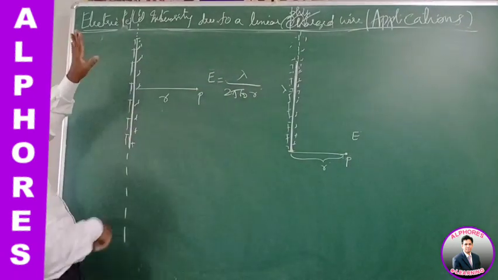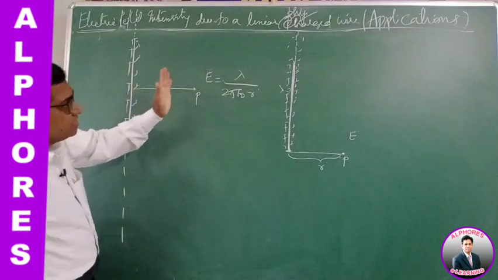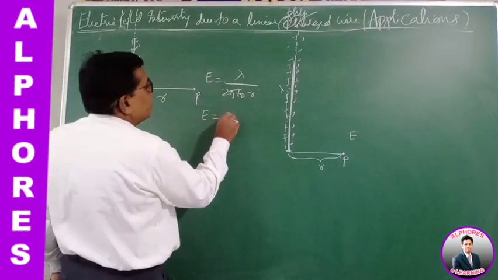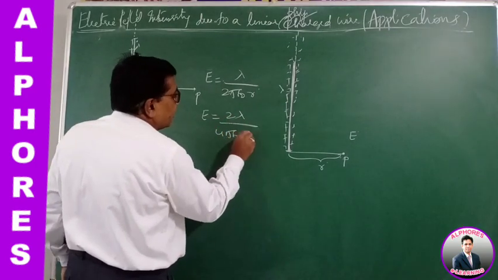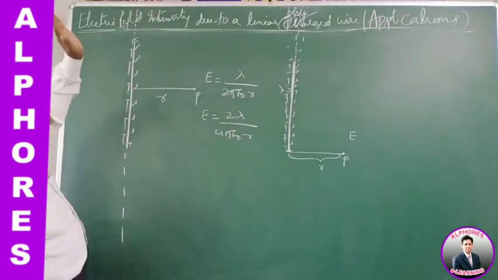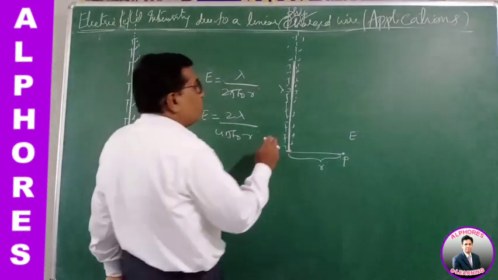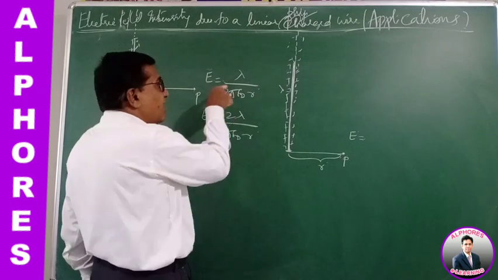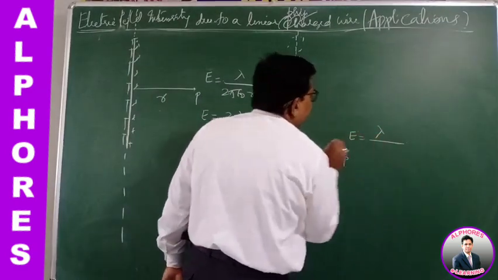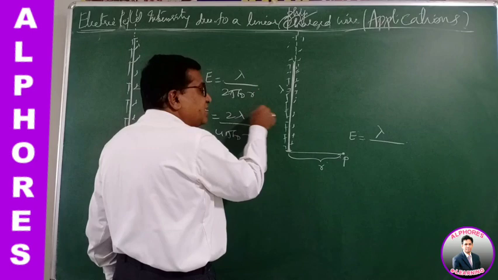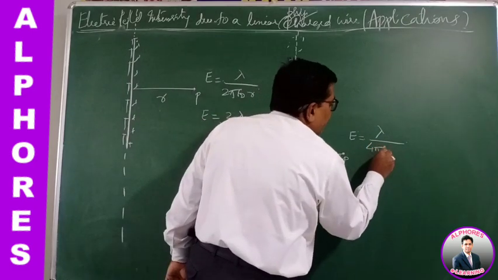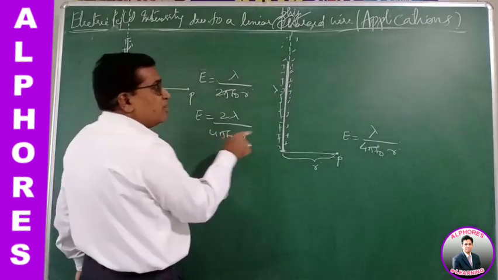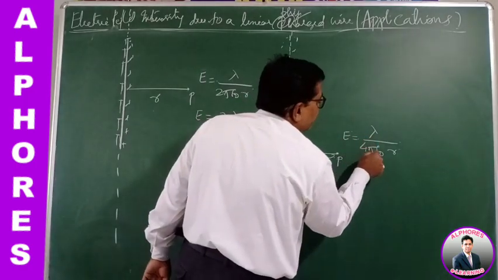For a full length conductor, infinitely long on both sides, it is lambda by 2 pi epsilon naught r, or the electric field is 2 lambda by 4 pi epsilon naught r, when it is extended on both sides up to infinity. But here, when it is extended on only one side, the electric field is half of this. Half of this in the sense it's lambda by 2 pi epsilon naught r divided by 2. It is 4 pi epsilon naught r. This is 2 lambda by 4 pi epsilon naught r. But here it is only lambda by 4 pi epsilon naught r.